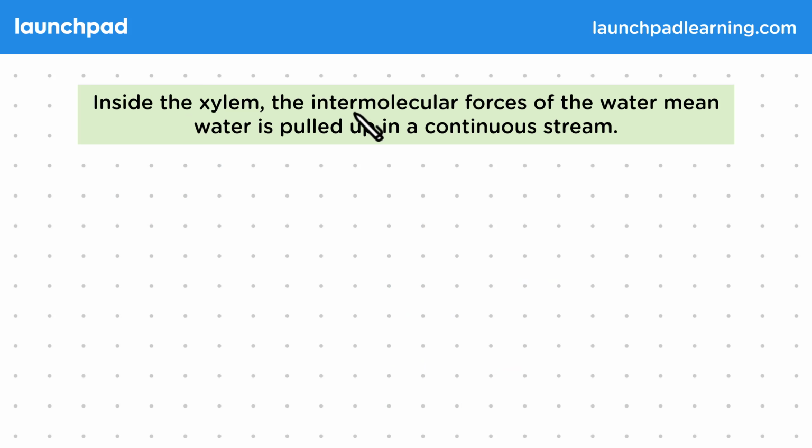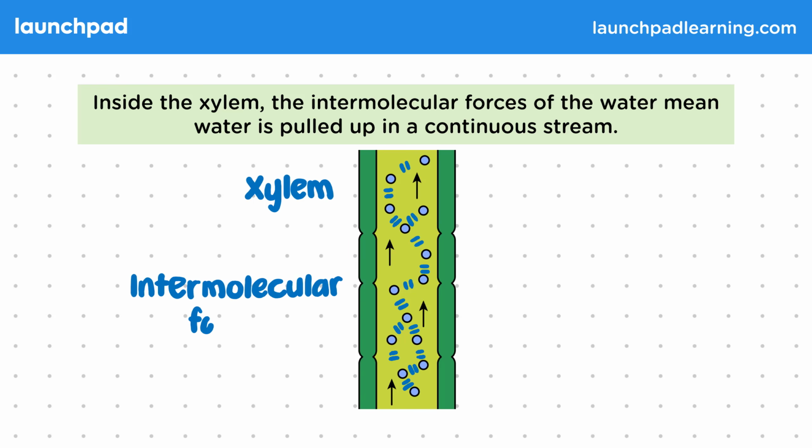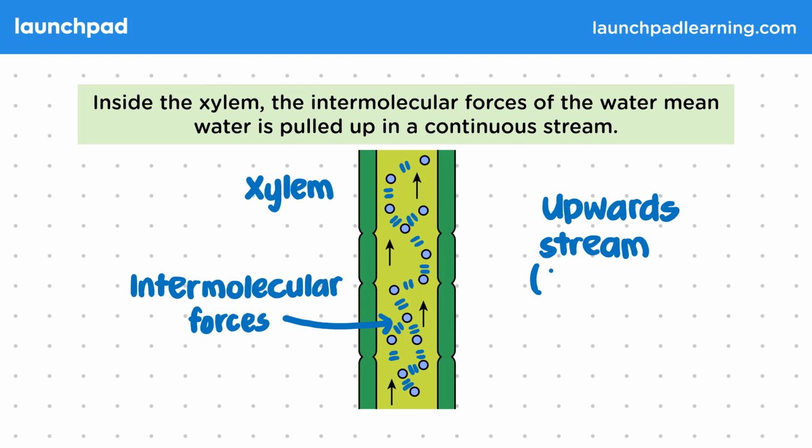Inside the xylem, the intermolecular forces of the water mean water is pulled up in a continuous stream. This diagram shows the xylem. In this diagram, you can see the individual water molecules, and in between the molecules, there are intermolecular forces. These are attractive forces between molecules. In biology, we sometimes call this cohesion. Because of these forces, water moves upwards in a stream like it does through a straw.